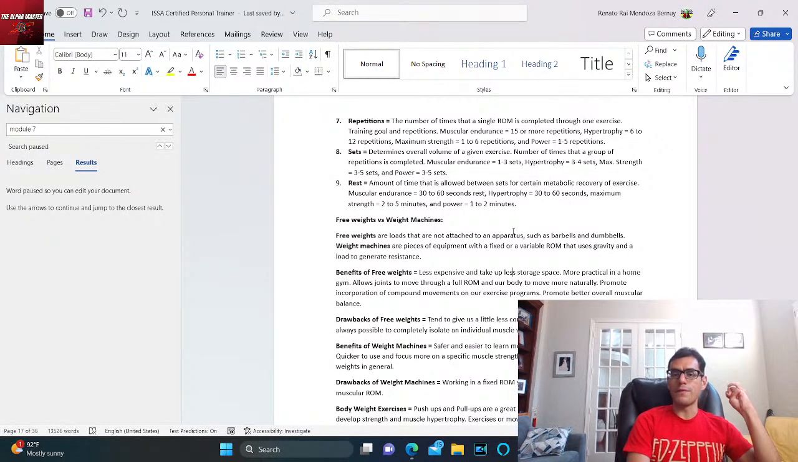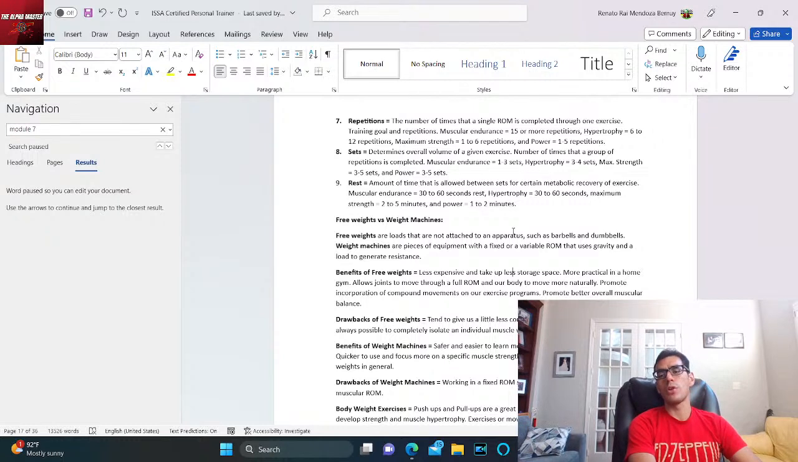Now the drawbacks of free weights are that they tend to give us a little less control than machine weights. It is not always possible to completely isolate an individual muscle with free weight exercises. That's the drawback: it gives us less control than machine weights.